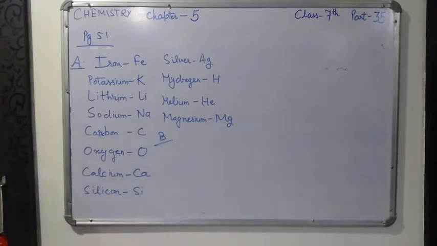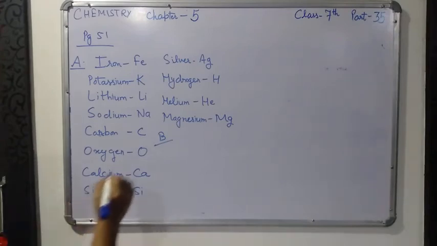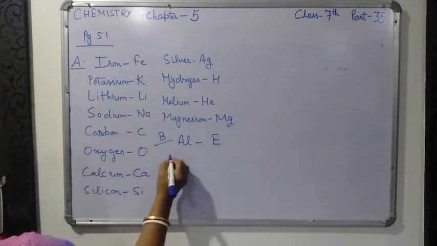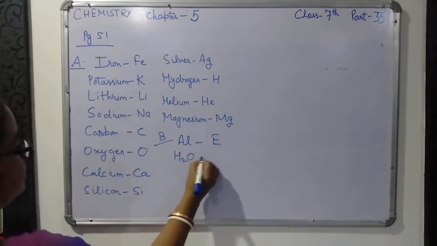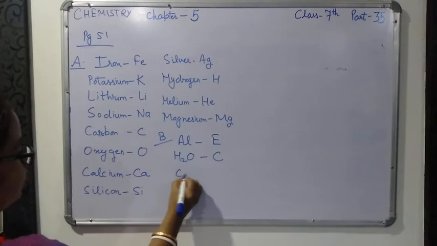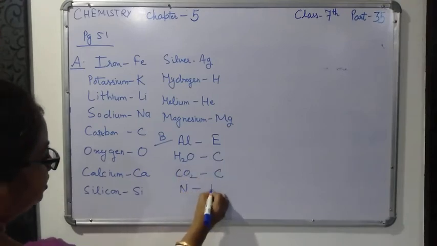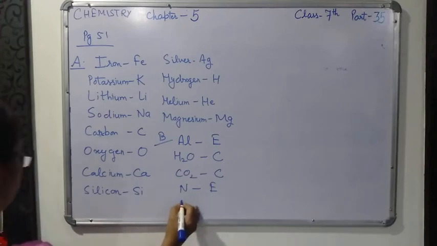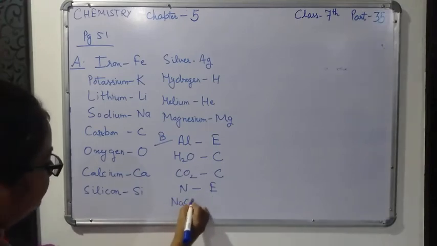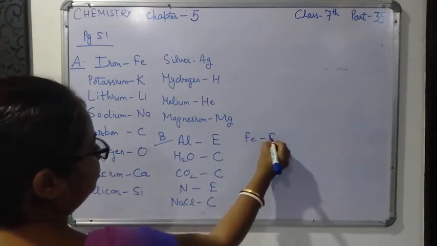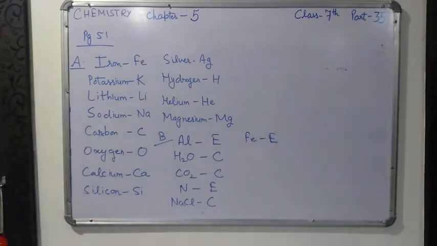Now question number B. Identify whether the given formula is of an element or a compound. Aluminium, it is an element. You just write E. H2O, it is a compound. CO2, compound. Nitrogen, element. NaCl, sodium chloride, compound. Last one, iron, that is also an element. So this is the exercise of page number 51.